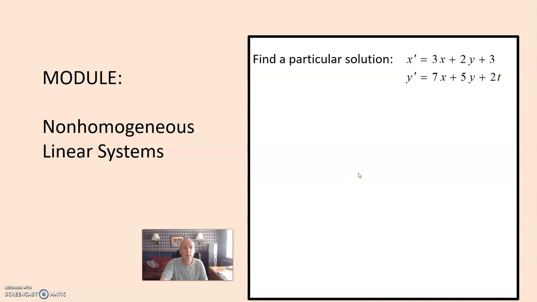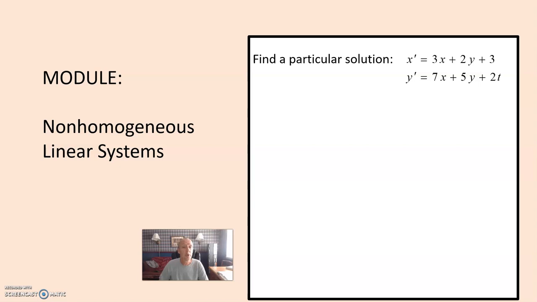In this module, we're looking at non-homogeneous linear systems. And we're going to start here with an example which asks us to find a particular solution for this system. x' is equal to 3x + 2y + 3, and y' is equal to 7x + 5y + 2t.